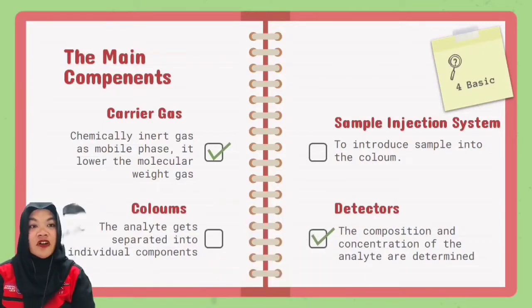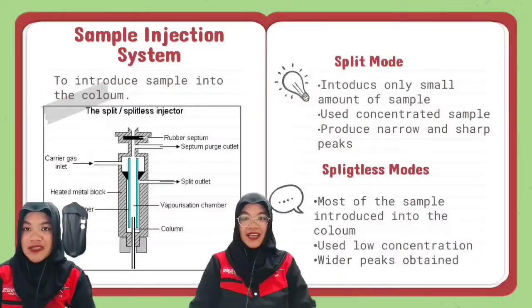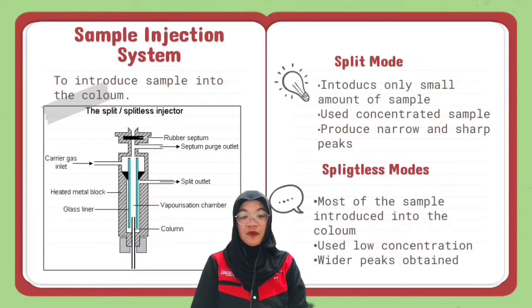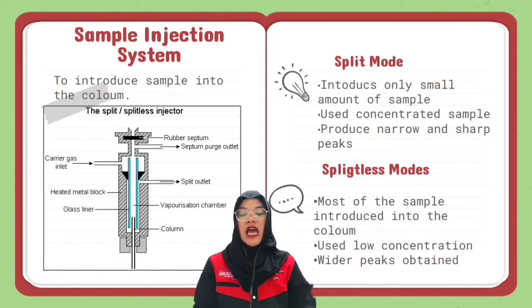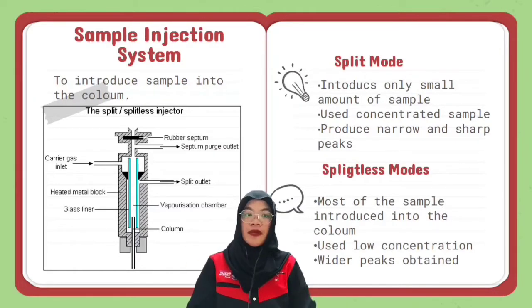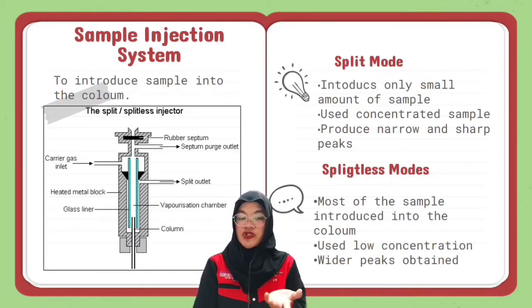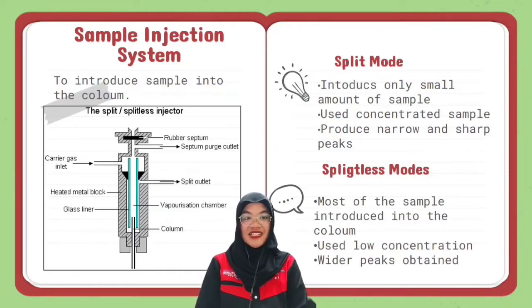Carrier gas is a chemically inert gas used as the mobile phase, and it lowers the molecular weight loss. The second component in gas chromatography is the sample injection system. The function of the sample injection system is to introduce the sample into the column. There are 2 types of sample injection system: split mode and splitless mode.